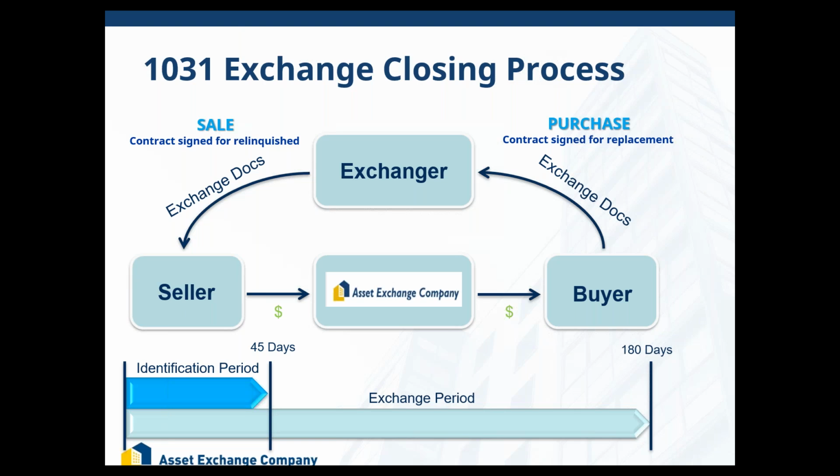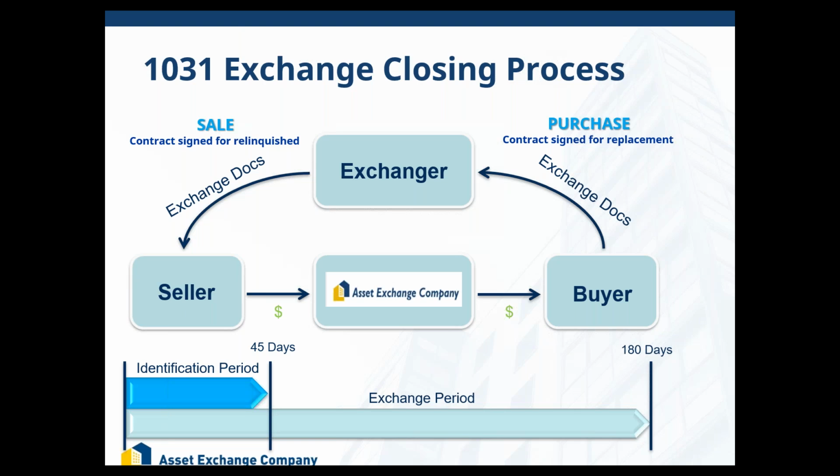And then what's going to happen? The clock's going to start ticking, right? 180 days to close. The first 45 days of the 180 is the identification, or ID, period. We're going to be sending out that identification letter. The client's going to fill that out, sign it, and get it back to us by midnight of the 45th day, right?